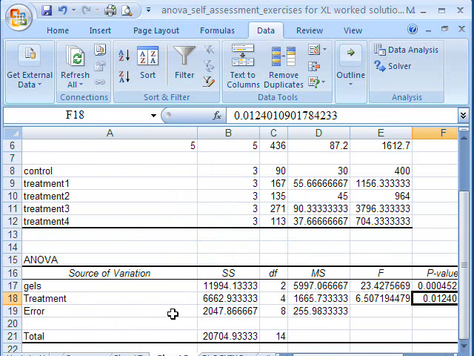Finally, I would say that if we compare this to the factorial ANOVA, you'll see that there's no interaction term here. So it's assumed that whatever's happening in blocks has the same effect on all the different treatments you're actually using, and that there are no interactions between blocks and treatments.